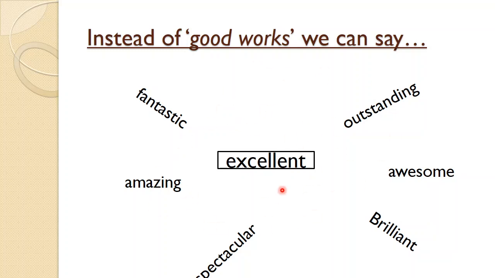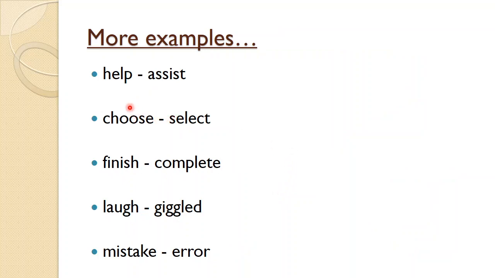So let's look at more examples of synonyms. We have help and assist. Can you help me and can you assist me? Help and assist mean the same thing. Choose and select. Select from these pencils or choose from these pencils. So they mean the same thing. Finish and complete. I finished first. I completed first. So finish and complete are the same. And laughed and giggled. She laughed loud or she giggled loud. So laughed and giggled mean the same thing. Mistake and error. I made a mistake or I made an error. So mistake and error mean the same thing.